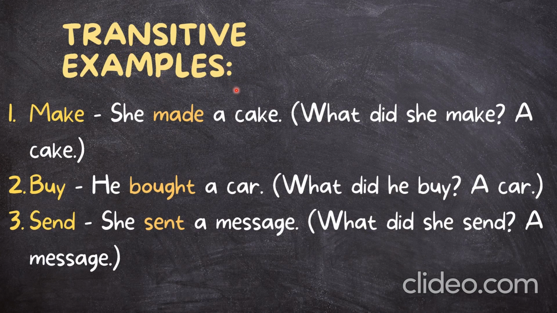Examples for transitive: make. She made a cake. What did she make? A cake. So we get an object as an answer. Buy. He bought a car. Here he is the subject, bought is a transitive verb, and a car is the object. What did he buy? A car. Send. He sent a message. What did he send? A message.